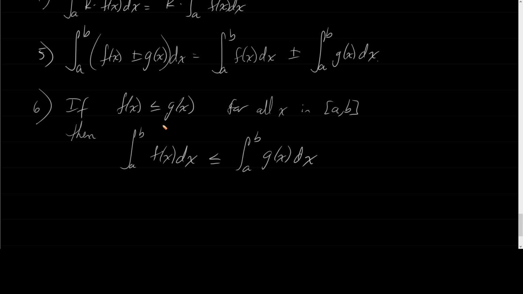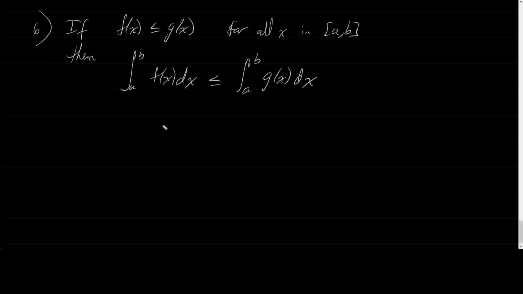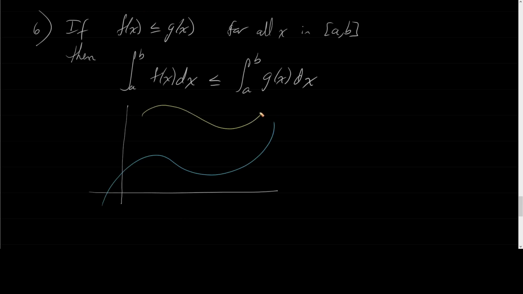Now this should make sense, right? Because if I look at the graph here, right? Let's say here in blue we have f. Let's make that look differently. Let's say we have f, and then we have g. Let's do something like that. And we're going from A to B.